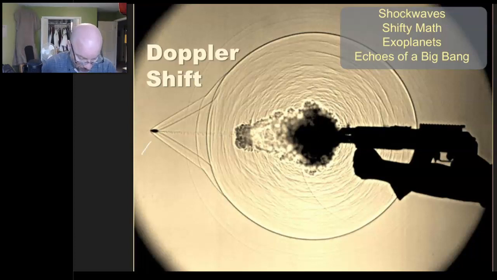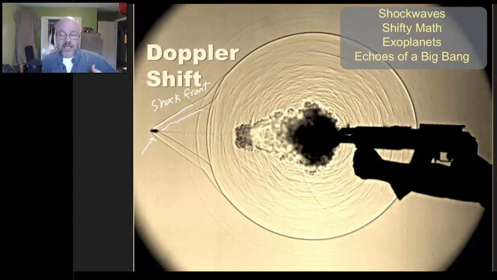let's start with the bullet over here. So the bullet is coming out, and you can see there's something like the wake on a boat behind that bullet. Now, that happens to be what we would call the shock front. And the shock front is like the sound, except the sound has all kind of gotten compressed.